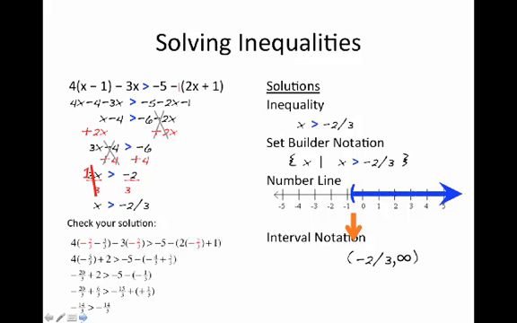Again, you can check your solution. I've done the math here for you. I've plugged in negative 2/3 for x. You should be able to follow the math. In a couple of places I've had to create equivalent fractions with similar denominators, and when you get down to the end, you have negative 14 on one side, negative 14 on the other side.